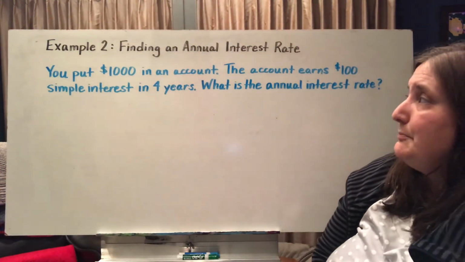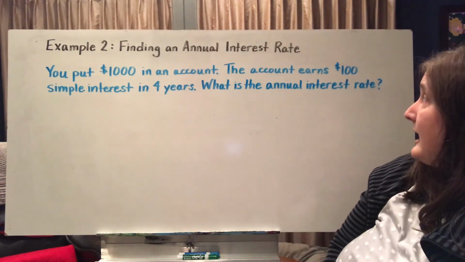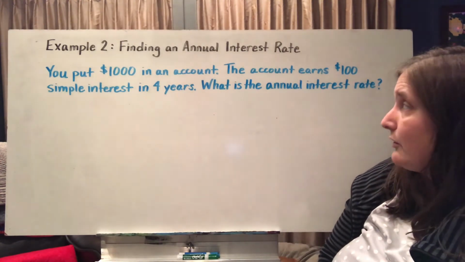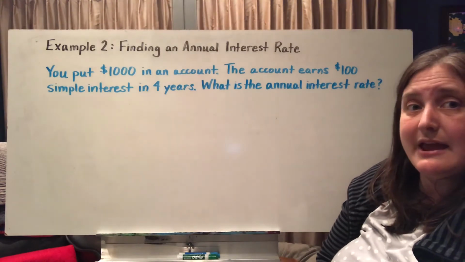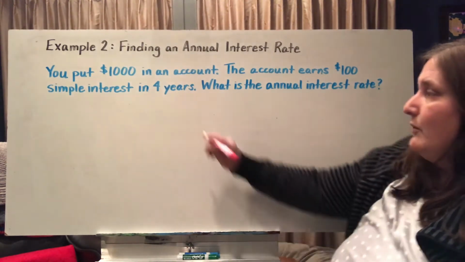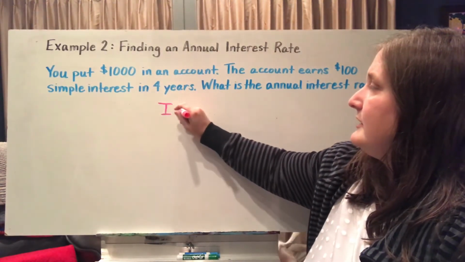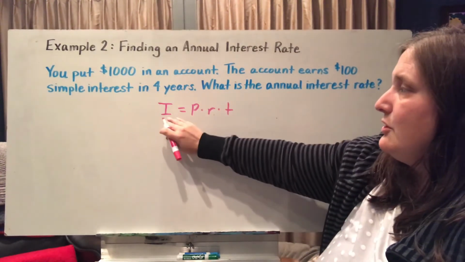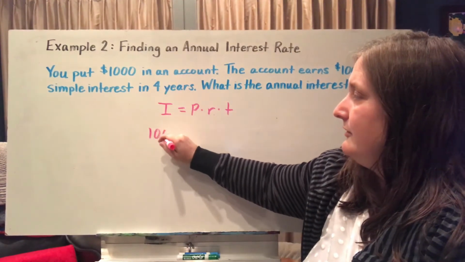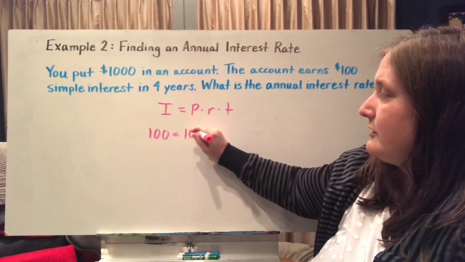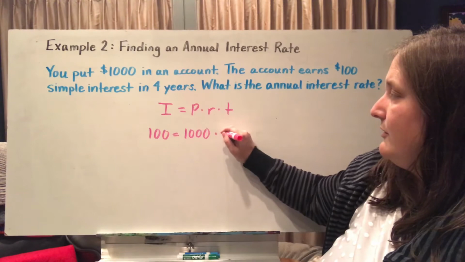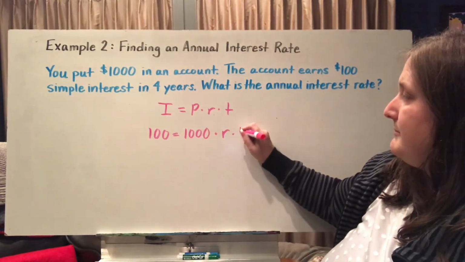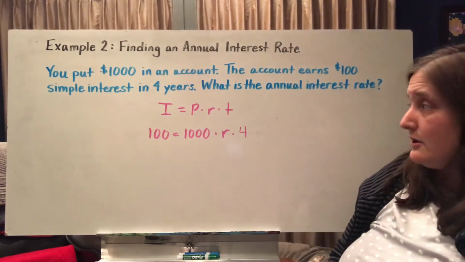All right, let's say that you put $1,000 into an account and the account earns $100 simple interest after 4 years. They want to know what is the annual interest rate. So once again, our formula is interest equals principal times rate times time. This time we know the interest. It's $100. We also know the principal. You started with $1,000 in your account. We don't know the rate. That's what's missing. But we know that the money was in this account for 4 years.